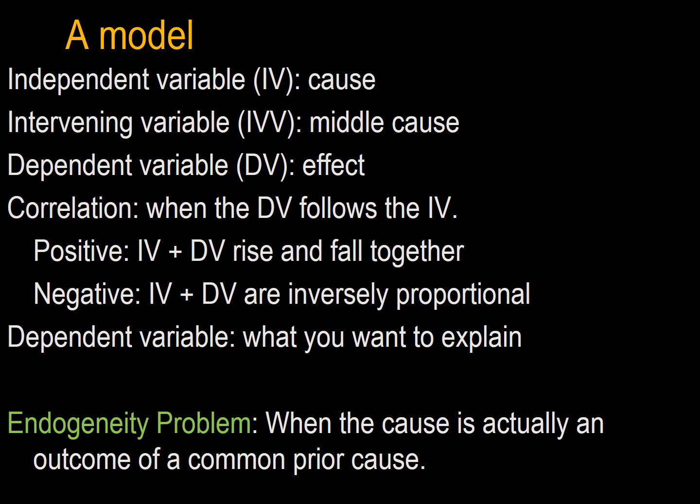Now, sometimes we want to use intervening variables. An intervening variable is a variable that goes between the cause and the effect. For your paper, you do not have to use it. But there are some very interesting intervening variables.